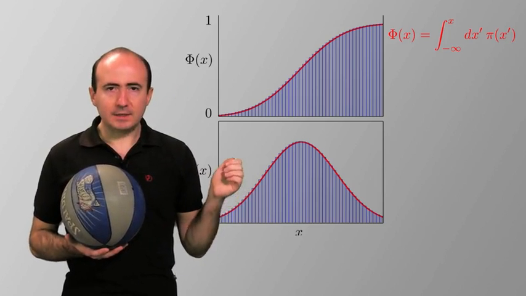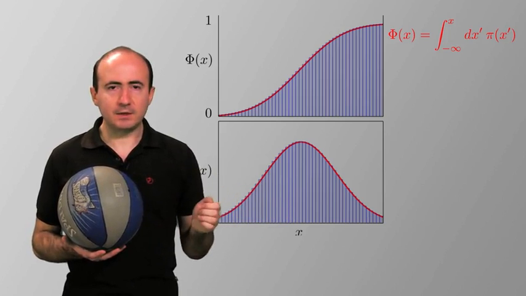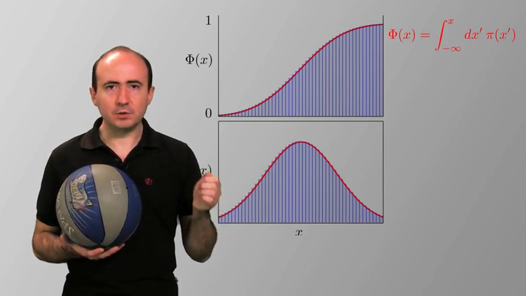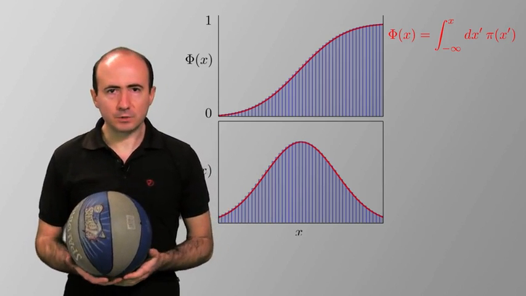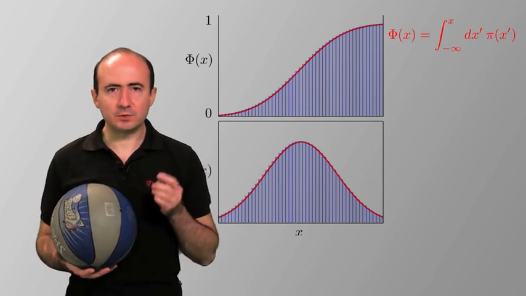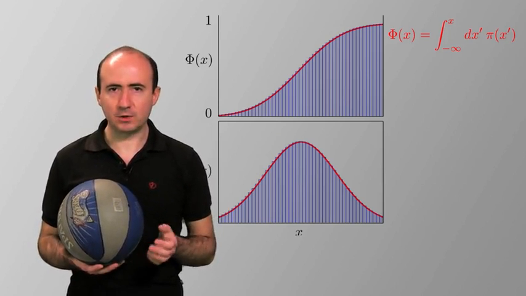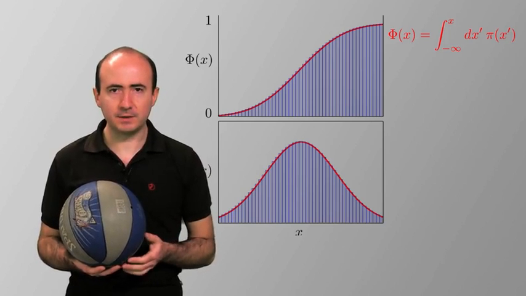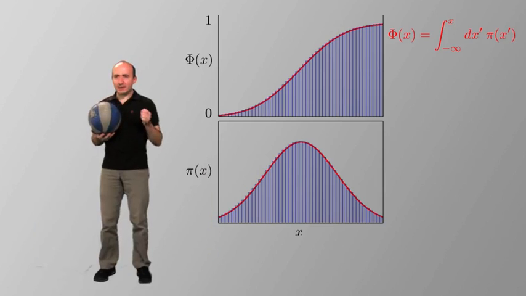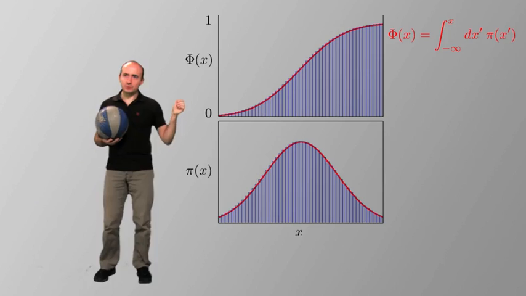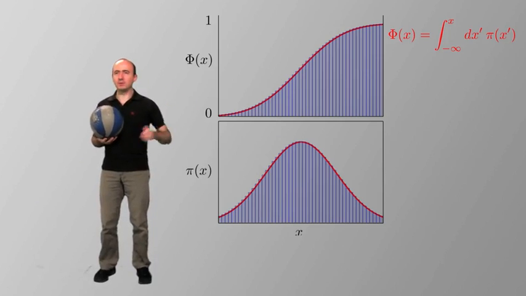In fact, in this example, we have taken pi of x to be a Gaussian normal distribution. So, this means that we have a second algorithm that we call gauss_transform.py to sample this distribution. It is a bit complicated because we first have to compute the integral of this function.